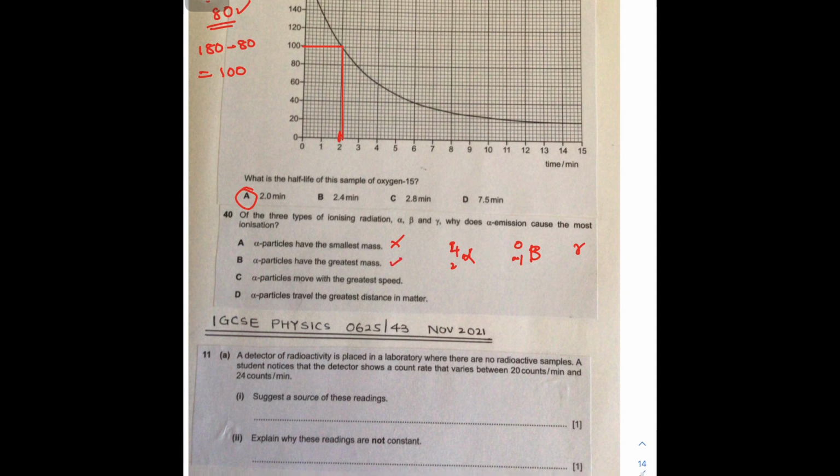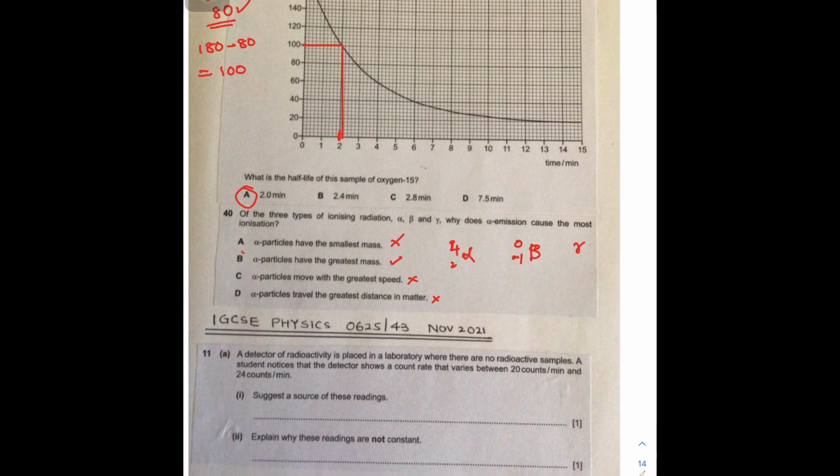Alpha particles have greatest mass, yes. Alpha particle move with greatest speed, no, that's no. Alpha travels to the greatest distance in matter, no. Most ionization is due to greatest mass.